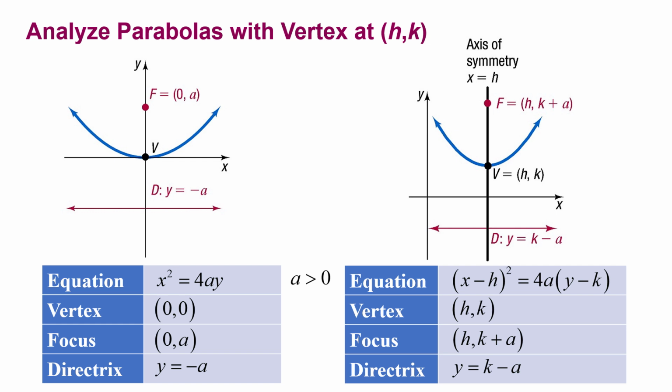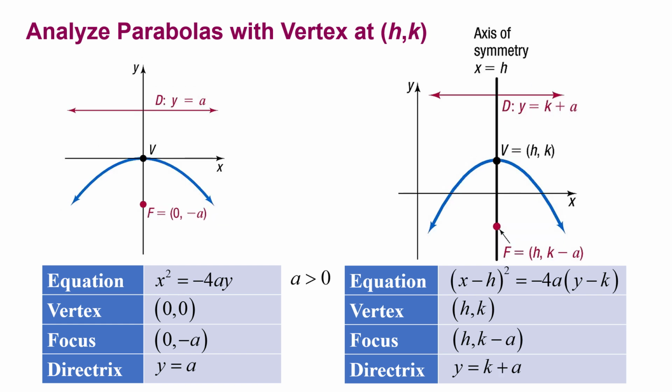On the right-hand side of the slide, we have the graph of the parabola x minus h quantity squared equals 4a times the quantity y minus k, which is a parabola opening up with vertex at the point h, k, focus at the point h, k plus a, and directrix is the line y equals k minus a. Again, notice the focus and directrix both lie a distance a from the vertex.